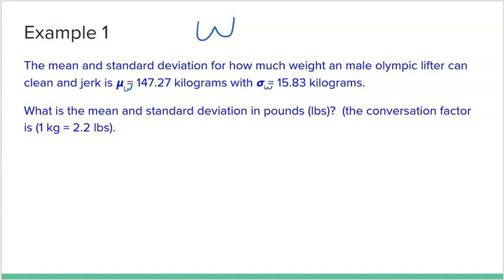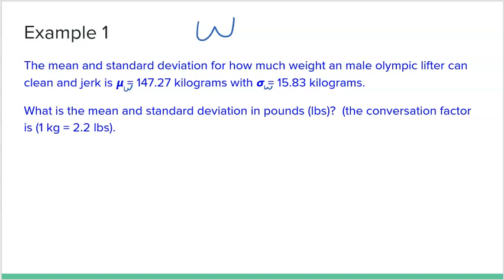So again, what this means is that in the long run, if I were to look at a large number of Olympic lifters, they would average 147.2 kilograms. But they would vary on average by about 15.83 kilograms from the mean. But the question I'm going to ask you is, what would the mean and standard deviation be if we wanted to convert to pounds? Well, how to convert to pounds is we need to use a conversion factor.